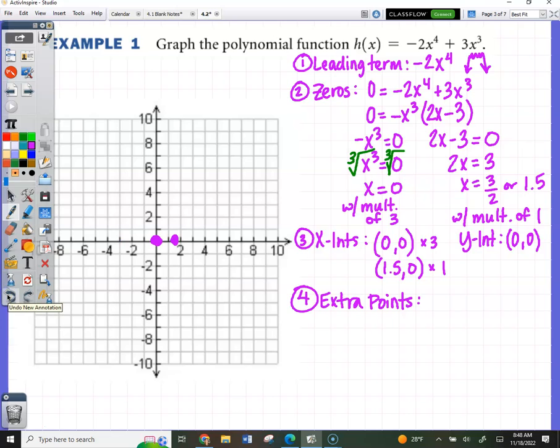So let me show you the way that I do this. I draw a nice long number line, and I plot my x-intercepts on it. Since my x-intercepts are 0 and 1.5, which are already close together, I spread it out. So I say to myself, okay, I definitely have something at 0, then I have something at 1.5.